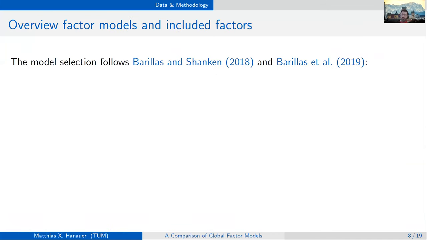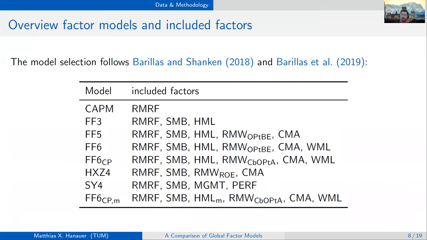The model selection follows Barillas and Shanken 2018-2019. And I will now quickly go through this list. So the first model that I include just because of its heritage is the CAPM. So it only includes the market factor. Then I have the Fama and French three-factor model that adds the size and value factors to the market factor. So I have here all the Fama-French models.